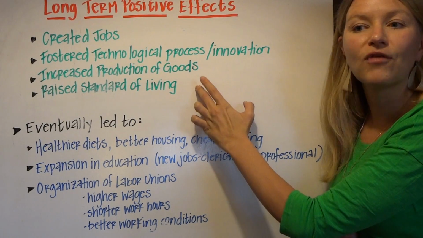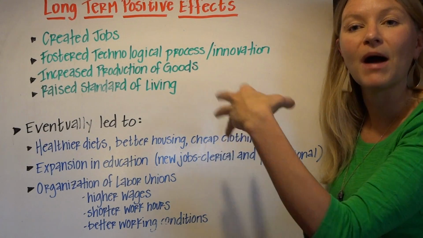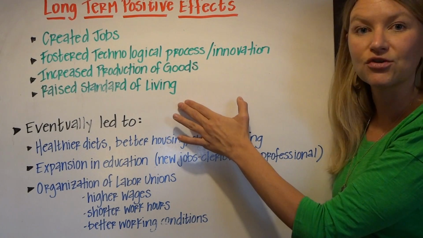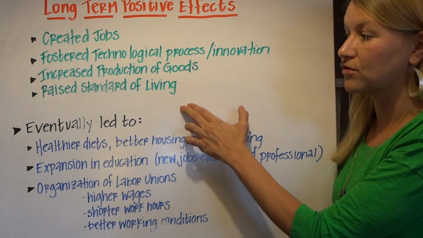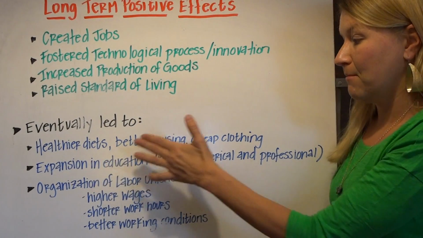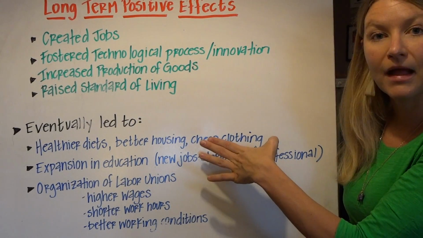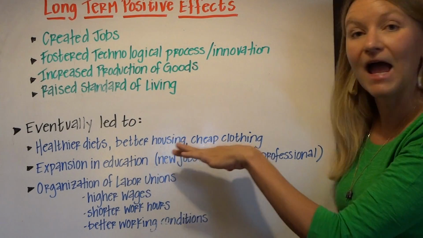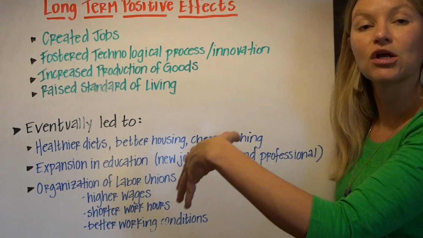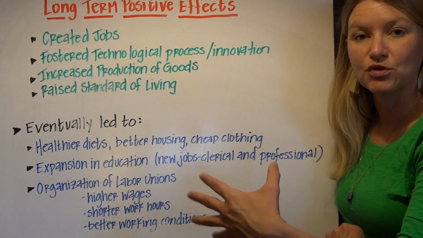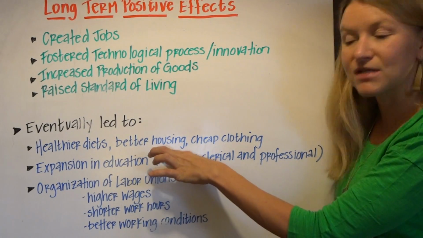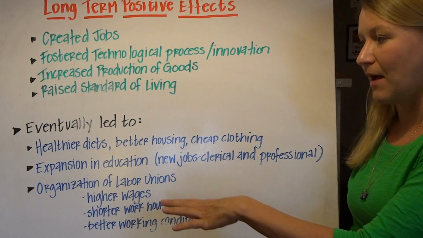That idea of ready-to-wear clothing and being able to buy bread at the store instead of make it. Those were all parts of that standard of living that increased during the Industrial Revolution. All of this eventually led to healthier diets, better housing, cheaper clothing, all of the things that we are seeing today. People began to eat more of those breads that were mass-produced, more of the vegetables that were mass-produced. It was cheaper to get that stuff. Better housing, okay? Cheap clothing, like we've already talked about.